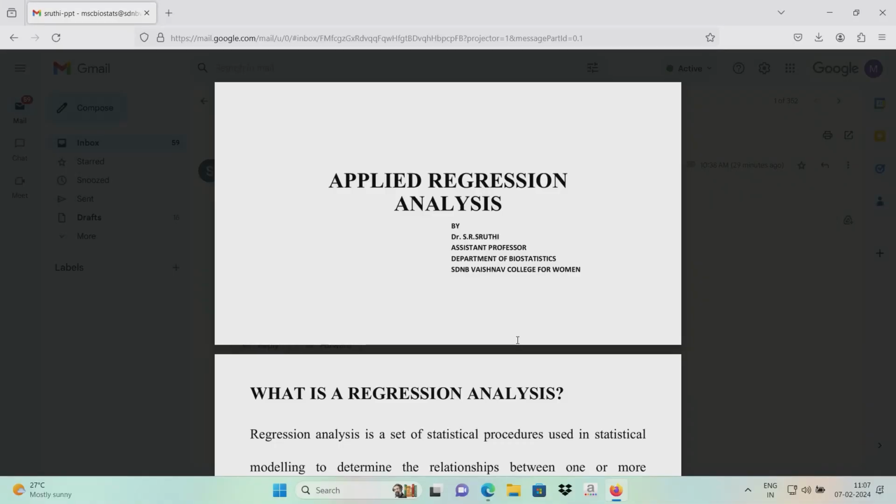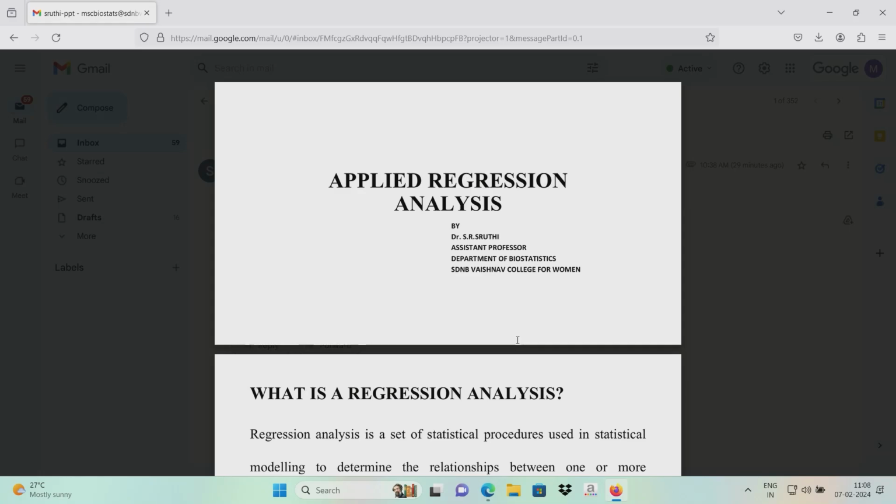Today let us see about applied regression analysis. Before entering into the topic, let us see what regression analysis is. Nowadays we come across a term called regression in machine learning as well as in data science. It is most commonly used for prediction and is one of the most sought-after analyses.